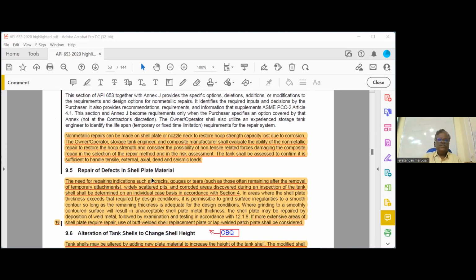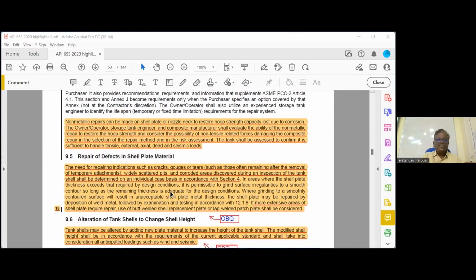Then repair to defect in shell plate. The need for repairing indications such as cracks, gouges, or tears, and widely scattered pits found during inspection shall be determined on the individual. Just to highlight it, the last line is important: if a more extensive area of shell plate requires repair, use of a butt-welded shell replacement plate and lap-welded plate shall be considered. That is important.